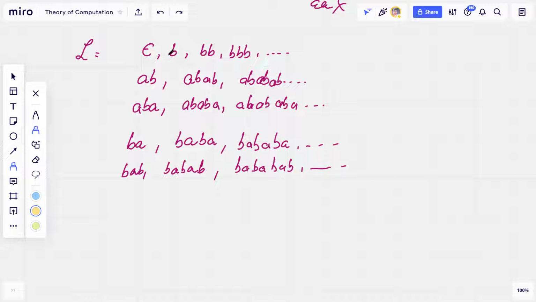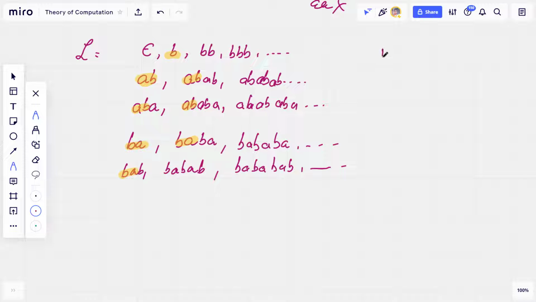Okay, first this b is repeating. Then this ab is repeating. If you see here, ab, I can append a after it. So ab is repeating. Then this ba is also repeating. So we can append after ba a or b. That doesn't matter.